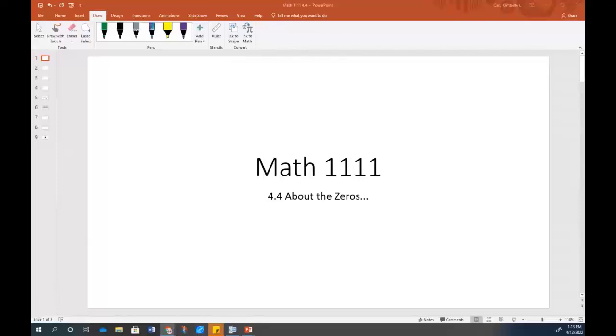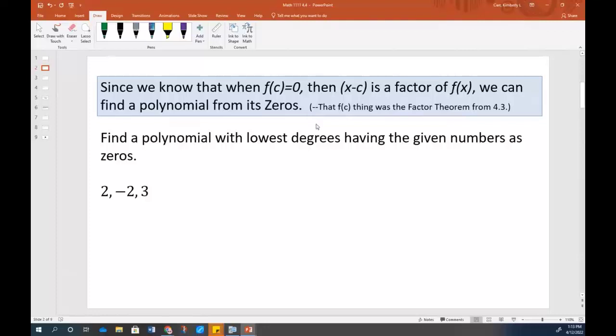This lesson is about the zeros of polynomials, and it really puts together some other things that we have. Back in 4.3, we pointed out that if you can plug in a number and equal a 0, then that number is a 0, and x minus that number is a factor. So if you know the values of the zeros, then you can write the factors. And if you can write the factors, you can multiply them together to get the polynomial.